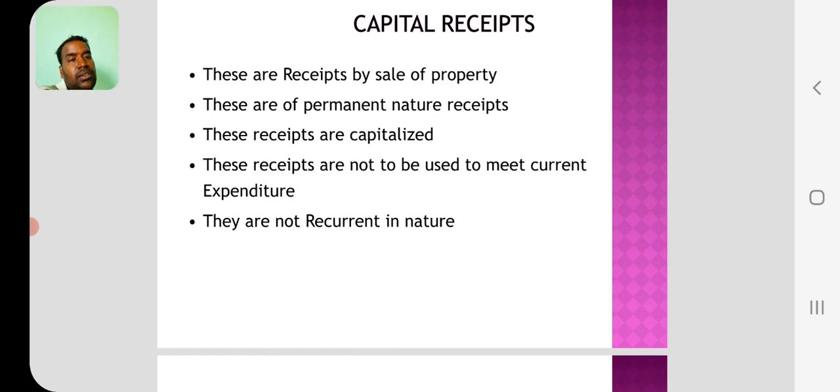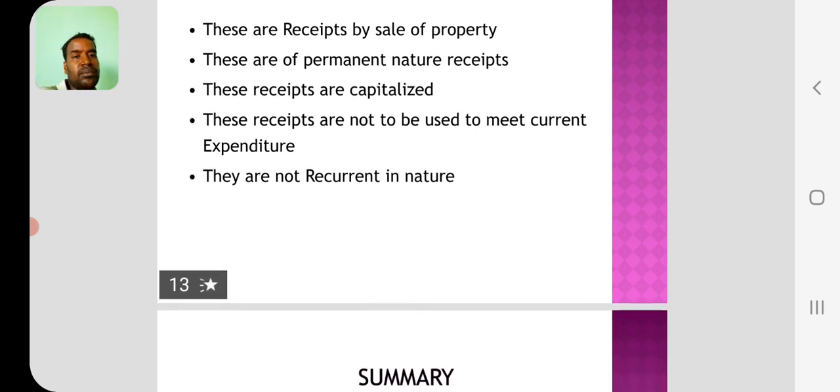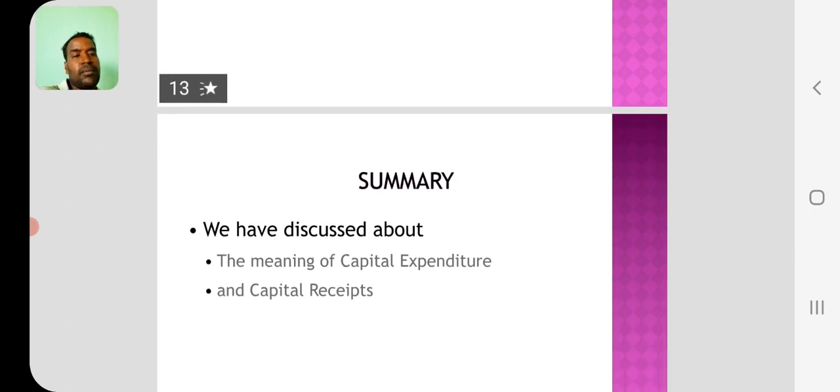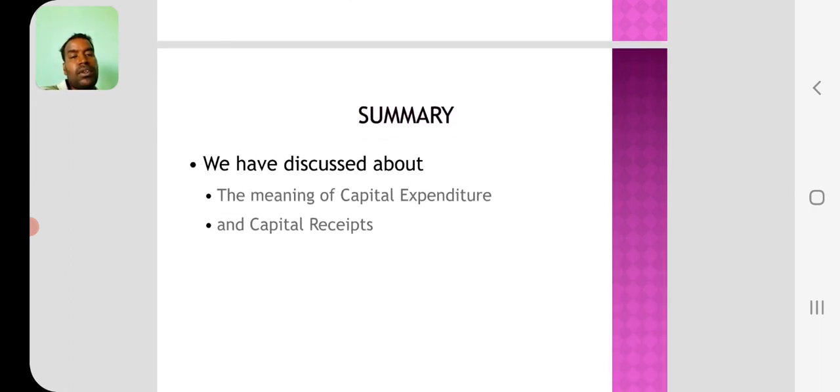These receipts are not to be used to meet current expenditure. Current expenditure means revenue receipts. They are not recurrent in nature.